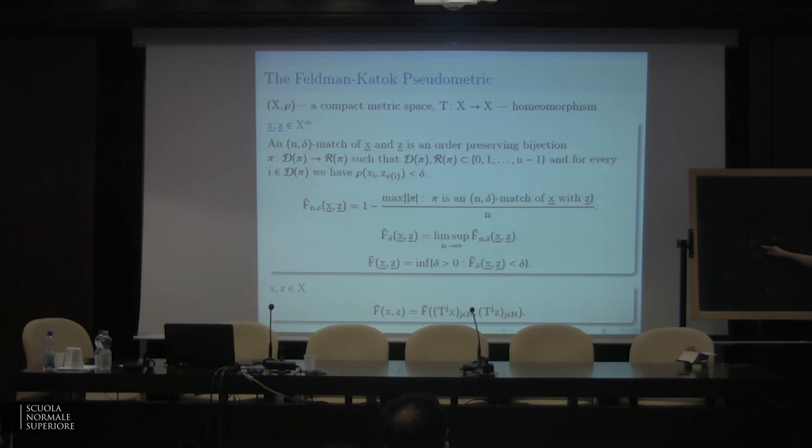Segments of the sequence Z, and from the initial segment of the sequence X, have to be removed so that we can find an order preserving bijection on the rest, which satisfies the following property: the distance between an element and its image is smaller than delta. Okay?